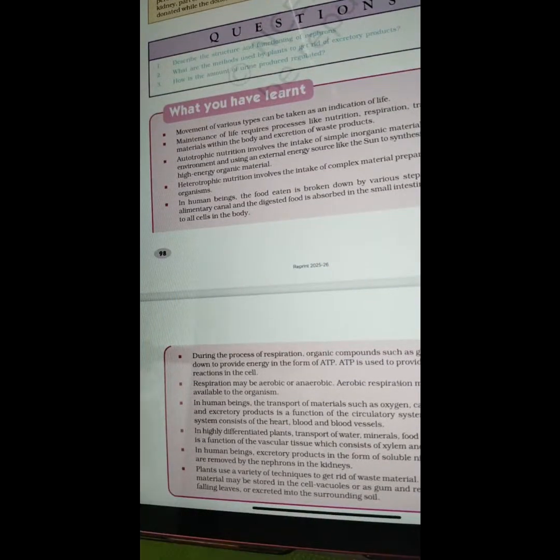In-text question 1: describe the structure and function of nephrons. 2: what are the methods used by plants to get rid of excretory products? 3: how is the amount of urine produced regulated? So once you are done with the complete chapter, I would definitely suggest that you go ahead with the summary, because if you might have left any point in between, the summary will always help you.